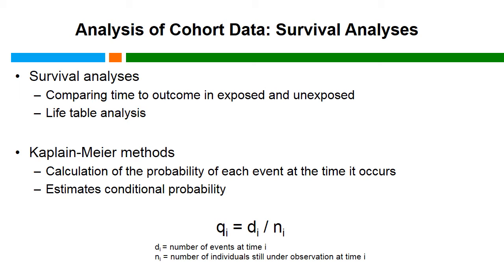Cohort studies also enable survival analyses to be conducted comparing the time to outcome between the exposed and the unexposed groups. These analyses are frequently conducted using life tables and Kaplan-Meier methods. Under the Kaplan-Meier approach, the probability of each event at the time it occurs is calculated, and the conditional probability Q sub I is calculated as the number of events at time I divided by the number of study participants still under observation at time I.